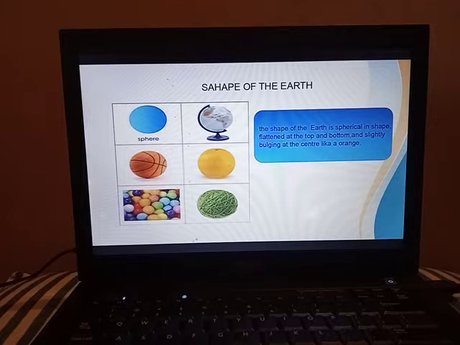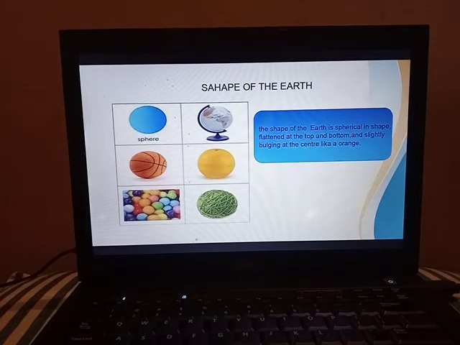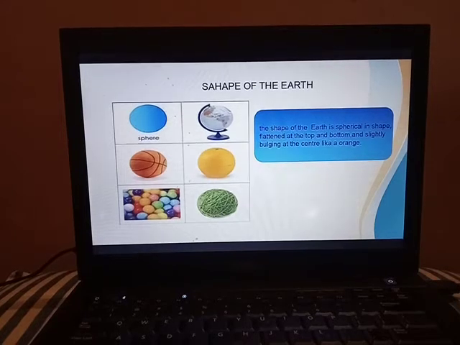In a spherical shape, the top and the bottom of the object will be flat, and in the center it is going to bulge, like an orange. So you could see the shape of the earth is spherical, flattened at the top and the bottom, and slightly enlarged at the center like an orange.